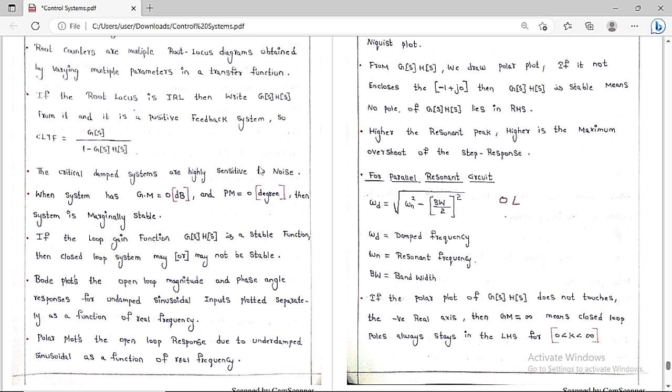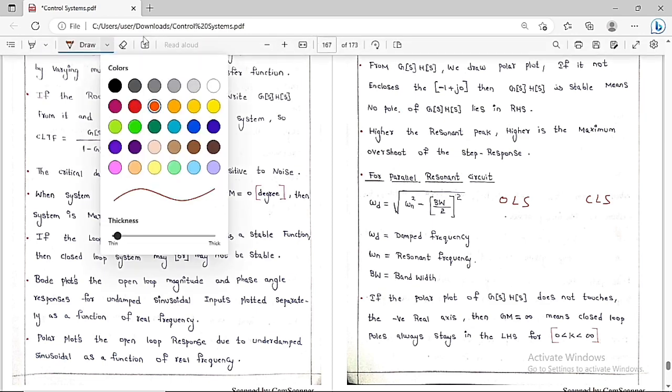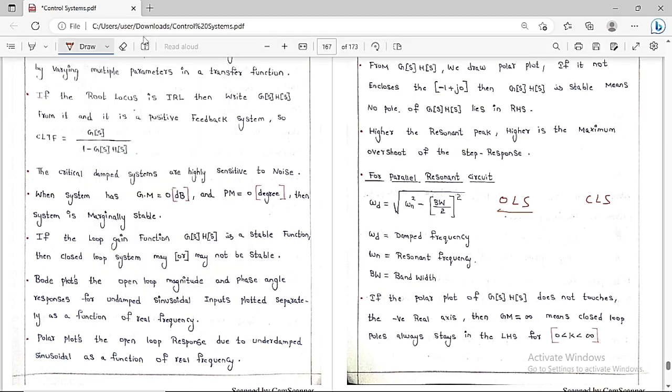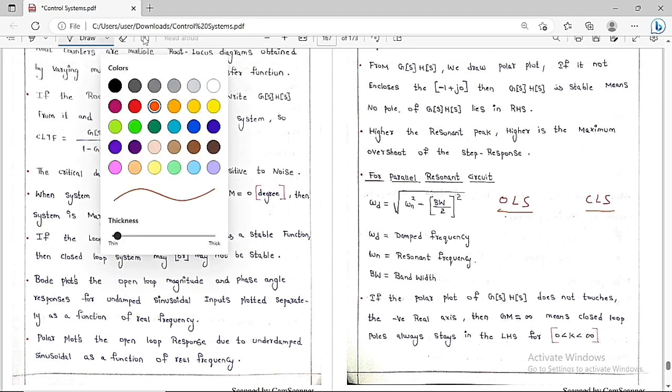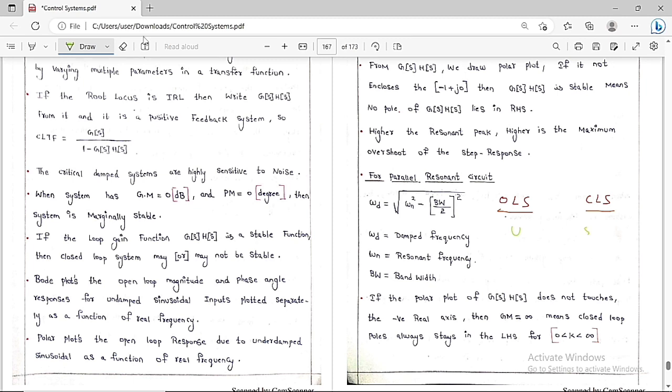So let me write here so that we can be able to remember this concept also. Suppose this is the open loop system and this is the closed loop system. Suppose if the open loop system is unstable, then the closed loop system can be either stable or unstable. Suppose if the open loop system is stable, then the closed loop system can be either stable or unstable. So these things always you have to keep in your mind.